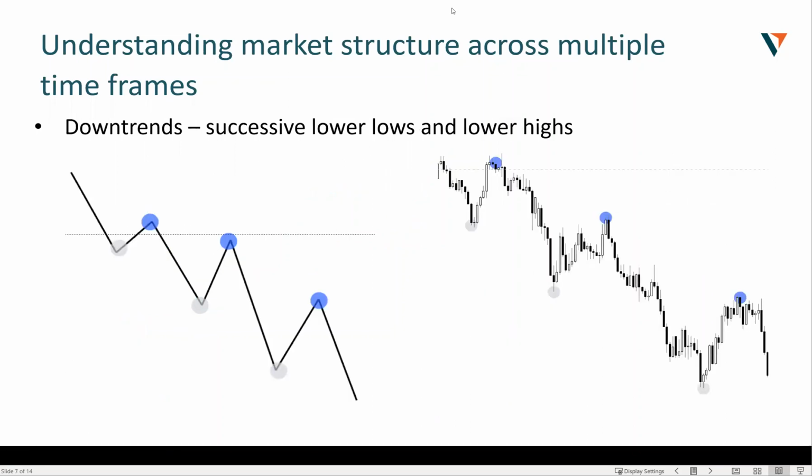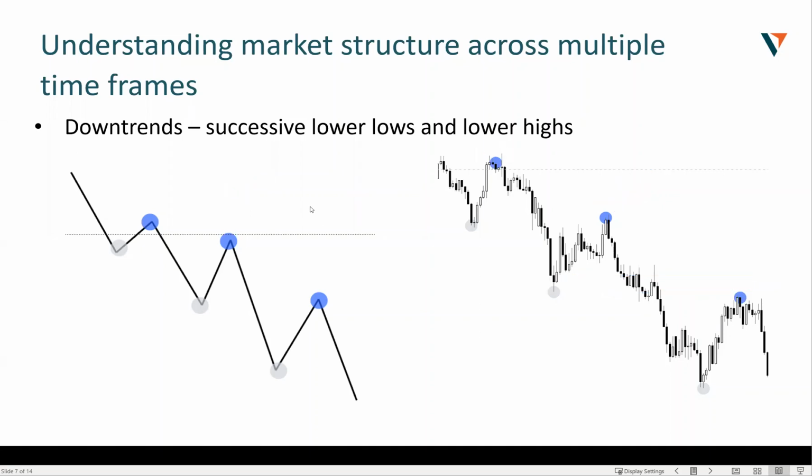So for a downtrend, this would be the opposite. Prices are forming successive lower lows and lower highs, as seen over here. And this is an example on the chart. You can see again significant lower lows and lower highs. Any pullback into these resistance areas can present selling opportunities.